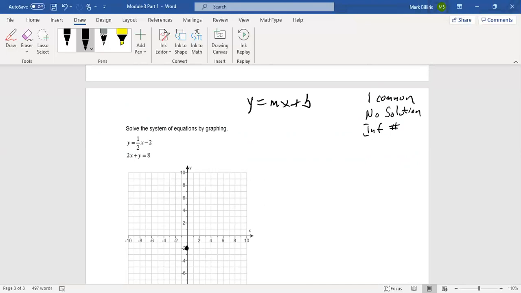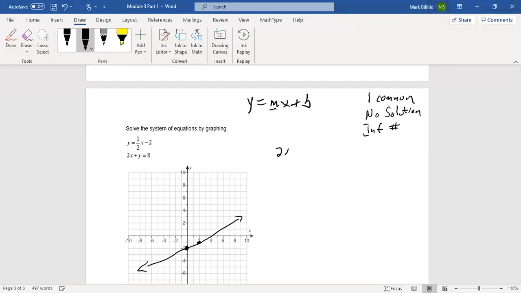Our slope, the coefficient of our x, is 1/2. So the change in the rise over the change in the run. So from our starting point, we're going to go up 1 and over 2. Okay. And so with that, we're going to draw our line.